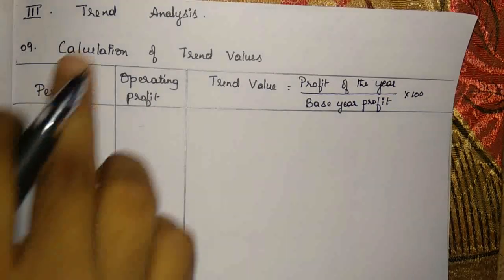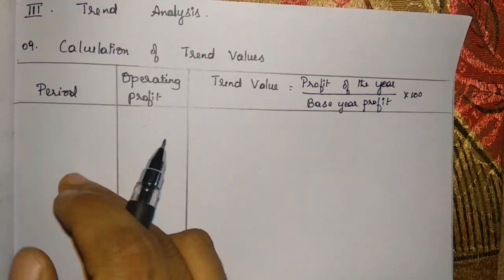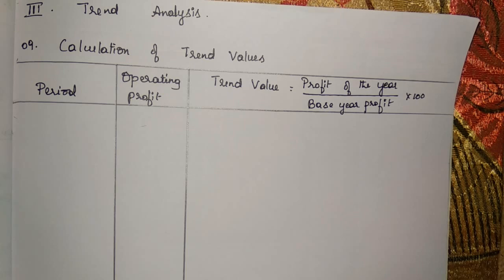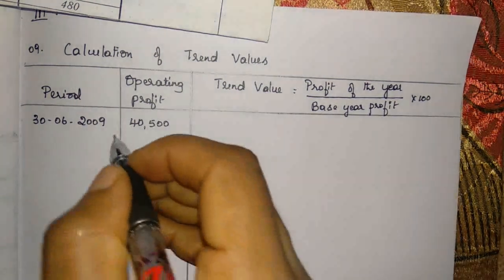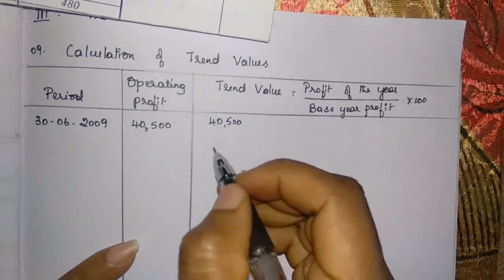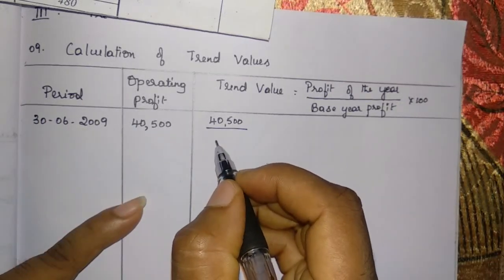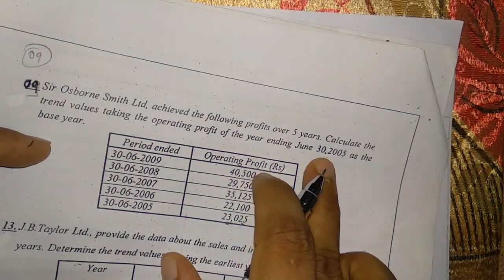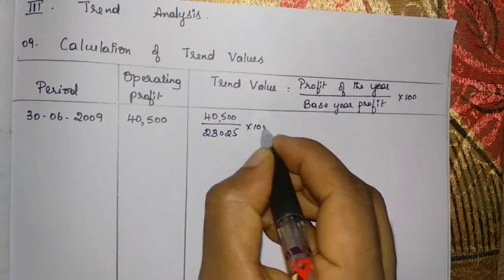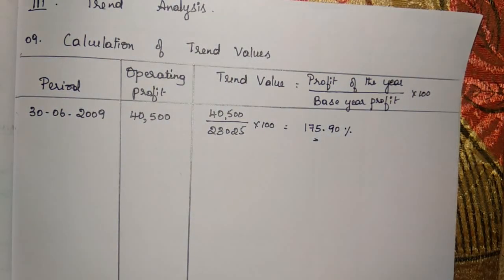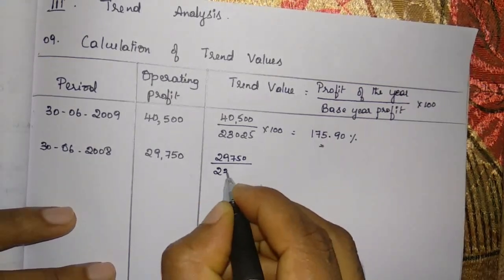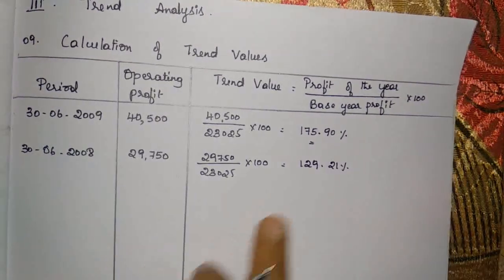Let's go for the calculation of trend values. Here's the statement: period, operating profit, trend values, which is profit for the year divided by base year profit into 100. Let us calculate from 2009. 30th June 2009, profit for the year is 40,500. So we have to calculate the trend value: profit for the year 40,500 divided by base year profit. They have said that the base year is 2005 and its profit is 23,025, into 100. So we'll get the trend value, that is 175.90%. Second, 2008, its profit is 29,750. Compare it with the base year profit, and you will get the trend value as 129.21%.